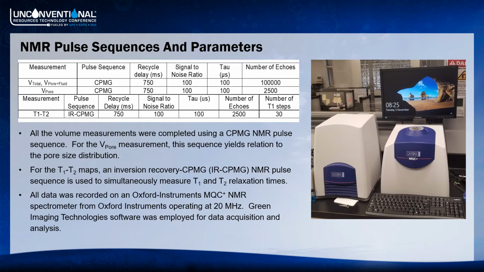NMR pulse sequences and parameters used for these measurements are listed in the table. CPMG pulse sequence was used for T2 measurements, and inversion recovery CPMG was used for T1, T2 maps. In addition to porosity determination, T2 distribution can also be related to pore size distribution, which makes this measurement more useful than just the porosity measurement. All data was acquired on a 20 megahertz Oxford Instruments MQC+ spectrometer. 20 megahertz as opposed to a lower field instrument was chosen due to very small sample size and low signal to noise ratio of the cuttings samples used. Data acquisition and analysis was done using GIT software.